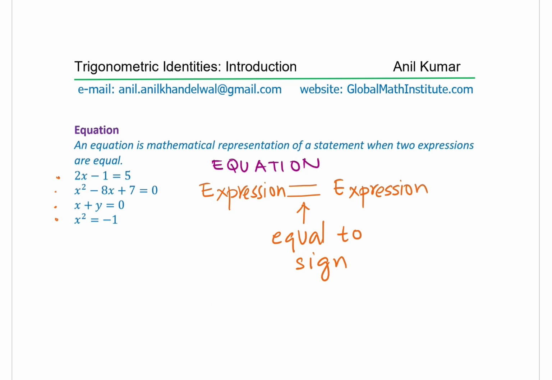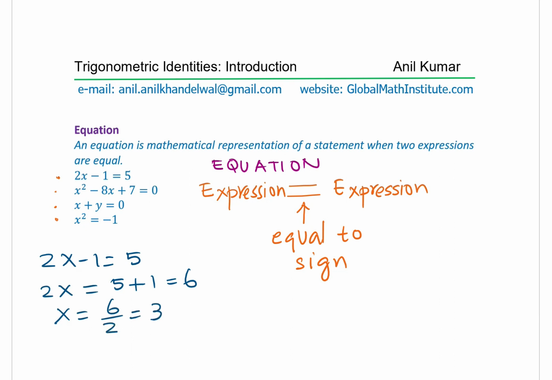Now here, what you notice is that the first equation which we have given, 2x minus 1 equals 5, is actually true for only one value. And that could be figured out by solving the equation. So we could do something like this and say that x is equal to 6 divided by 2, which is 3. So this equation is true for x equals 3, and that is the only value for which the equation is true.